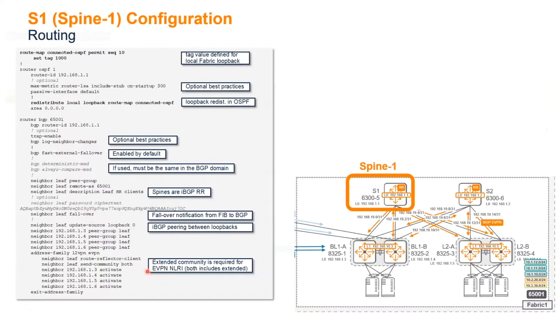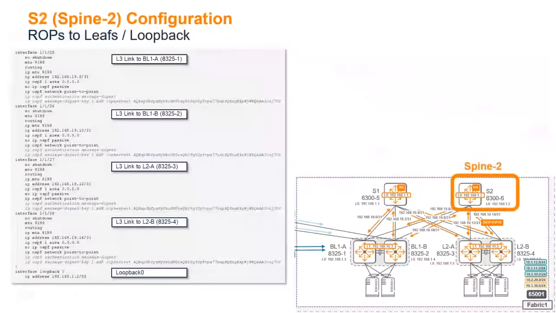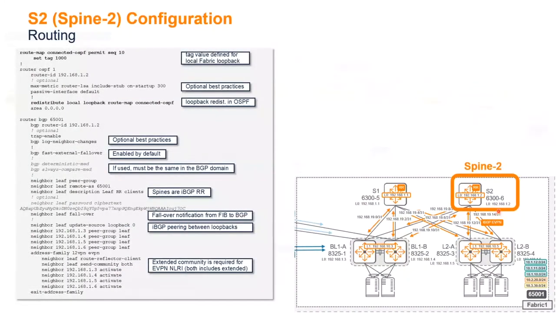You have the community to be used. Generally, you will find in the previous white paper send community extended. Remember, both is extended plus standard. Standard might be used later on, so good to use both. Then the spine 2 is exactly the same. I'm not going to spend time on that. And the routing for spine 2.